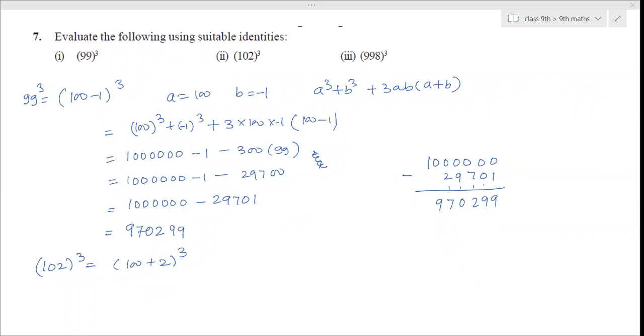Ma'am, is the answer of the second one 1061208? Did the others get the same answer? Yes, ma'am. 1061208. The third one is 998 whole cube, that means 1000 minus 2 whole cube.